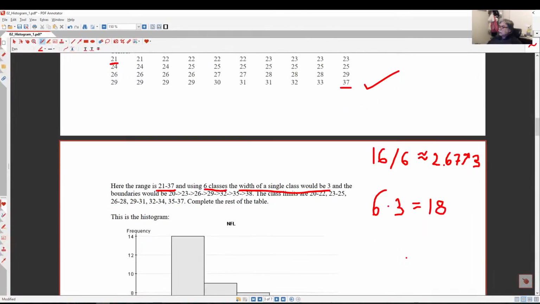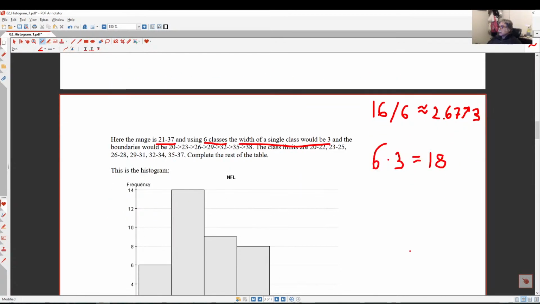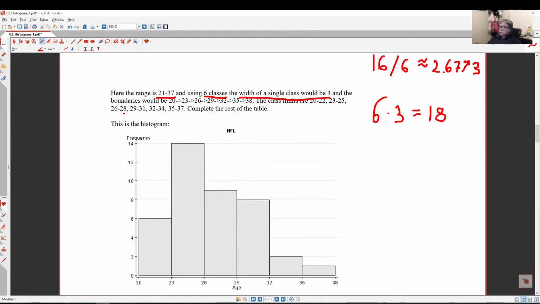So which means that if I try to avoid the bias at both ends, I will start with 20. I have to cover the range between 21 and 37, and I'm going to use a blanket of 18, which means this is 2 extra. So I would be starting at 20 and ending up at 38. That's one possibility.